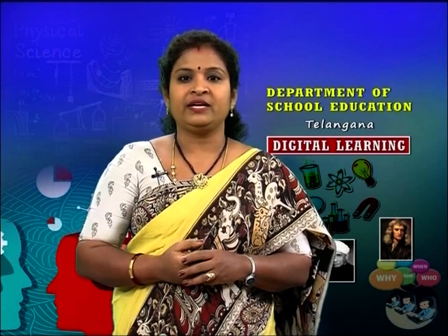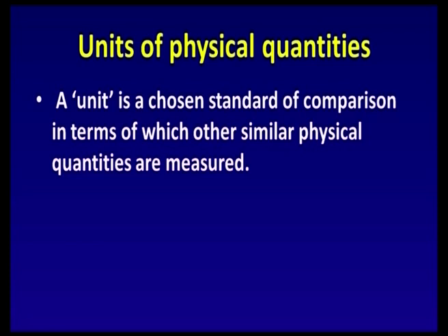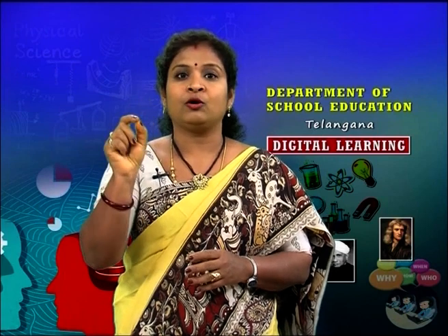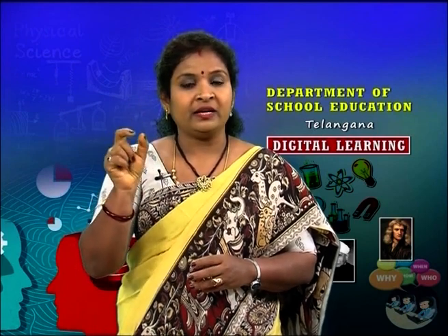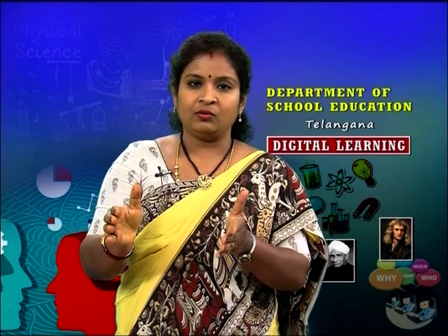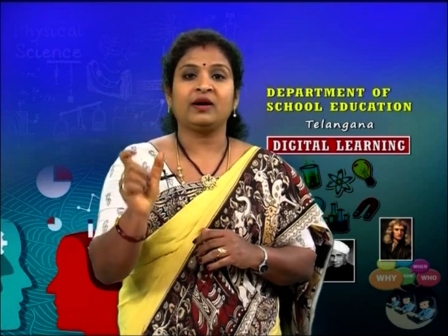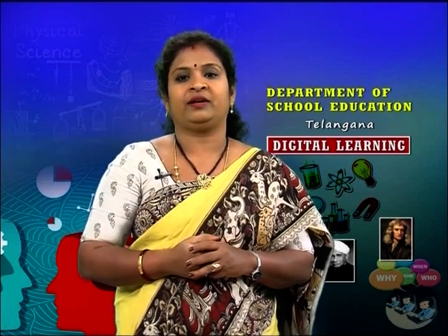So what is a unit? It is a chosen standard of comparison in terms of which other similar physical quantities are measured. So a unit is a quantity that you are choosing. For example, if the distance between your school and a house is 2 kilometers, here kilometer is a unit. We are saying that the distance between your school and the house is twice that of the known quantity or unit, that is kilometer.